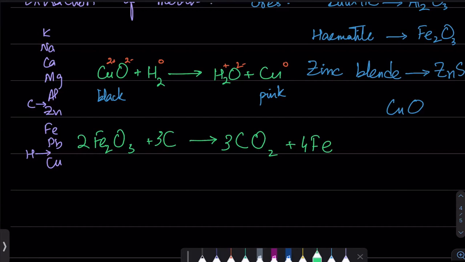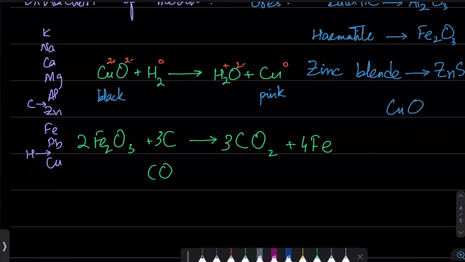Similarly, if carbon is not available, then we can use carbon monoxide as well. So now we have an element and we have a compound, both of them better reducing agents than iron. So we will replace it. But I can't do that with aluminum because aluminum is a better reducing agent than carbon. It is more reactive, so carbon can't be used for it.